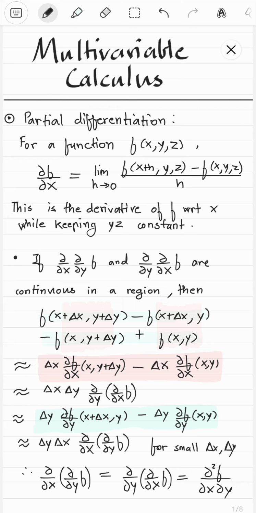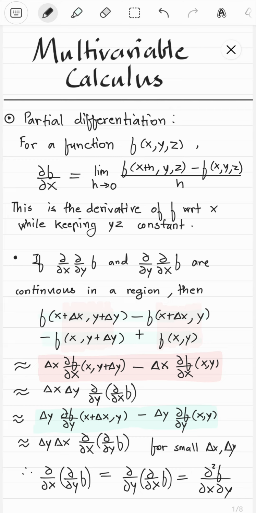So for a function f which is of x, y, and z, these are our free variables. You could have more variables as well, but usually we will just have three because 3D space. But right, so f of x, y, z, if that's a function, then partial f upon partial x is given by this limit. So it's the limit as h tends to 0 of f of x plus h comma y comma z minus f of x y z upon h, right? So this is the derivative of f with respect to x while keeping y and z constant.